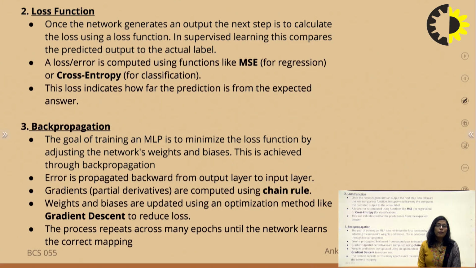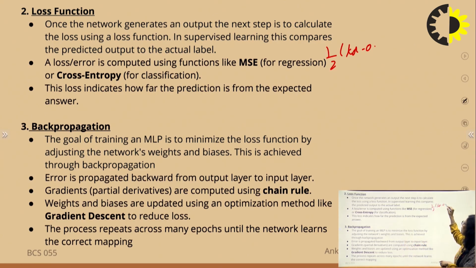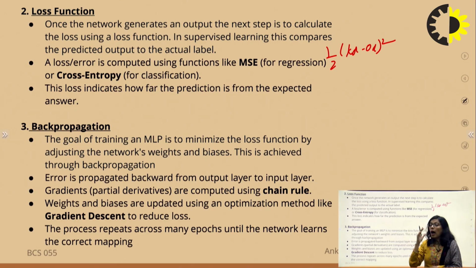Then we have a loss function depending upon the problem. If it's a regression problem, we use MSE, mean square error, that is half times (TD minus OD) whole squared, and for classification we use cross entropy. After finding the error, I have to back propagate this error through the neural network, to the hidden layers. Earlier we did not have hidden layers, but now we do, so I have to back propagate this error through them. That is how we use back propagation.